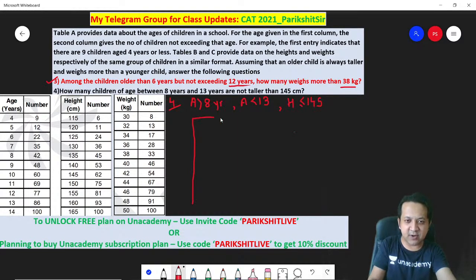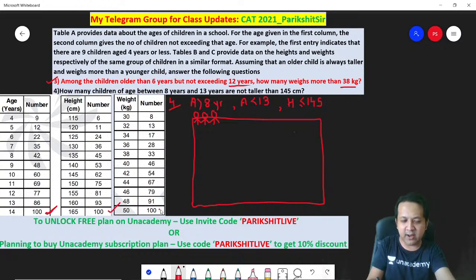Let's start again. Let's try to draw a diagram. So, you assume that there are 100 children. Why 100? Because in our question, there are a total of 100 children. Can you see in the diagram? There are a total of 100 children. So let's assume there are 100 children who are standing in a queue.